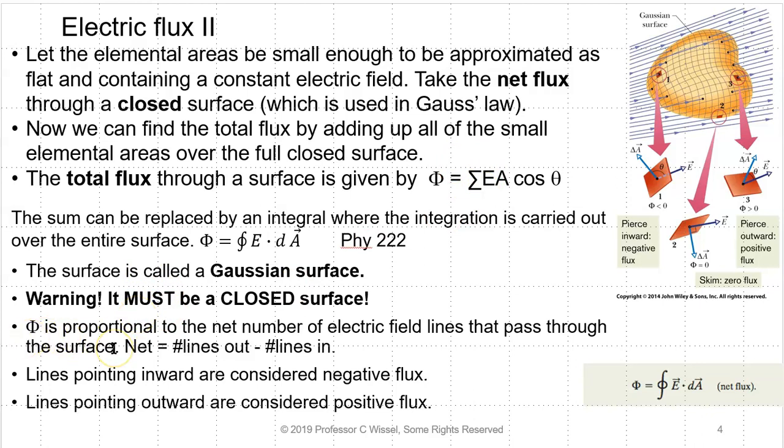Phi is proportional to the net number of electric field lines that pass through the surface. That means net equals the number of lines out, which are considered positive, minus the number of lines in, which are considered negative. Lines pointing inward are considered negative flux, which is the reason for the minus sign. Lines pointing outward are considered positive flux. So it is out minus in.